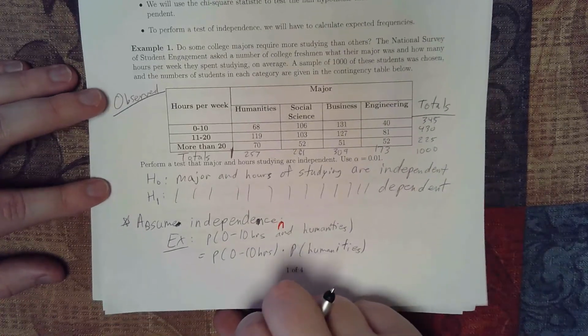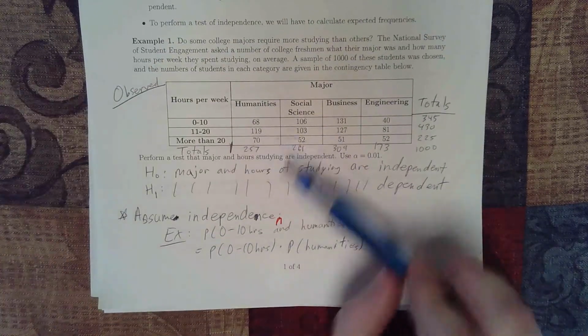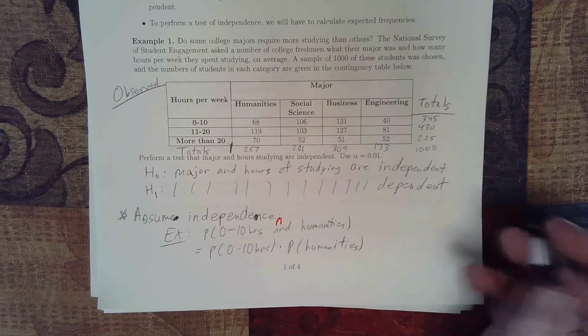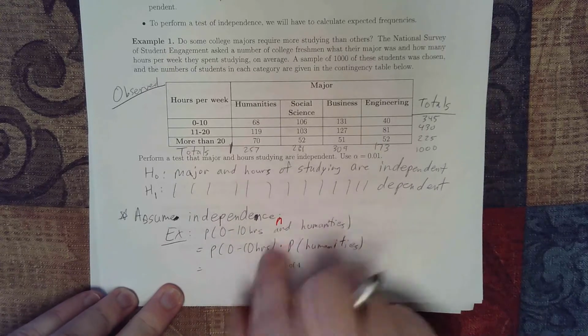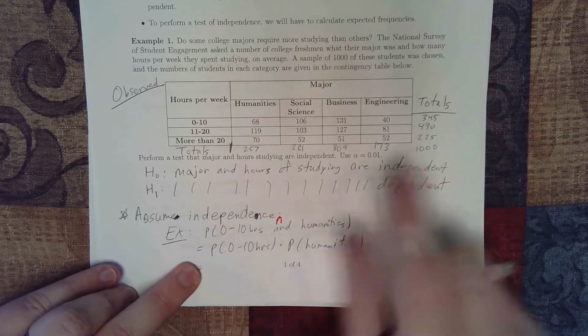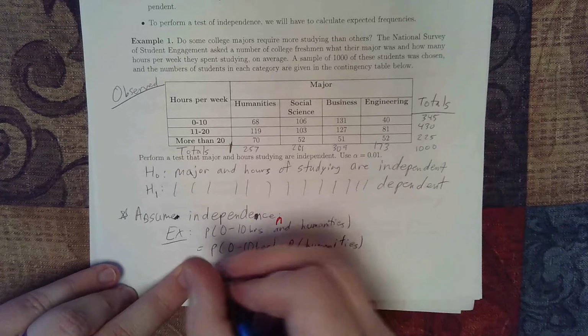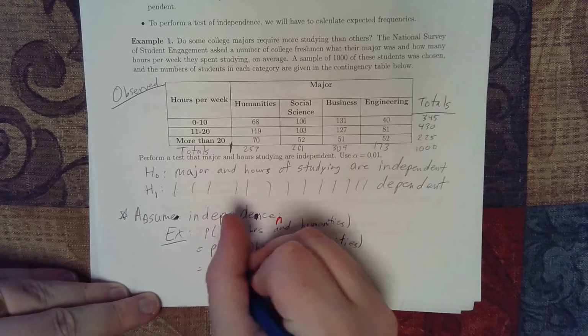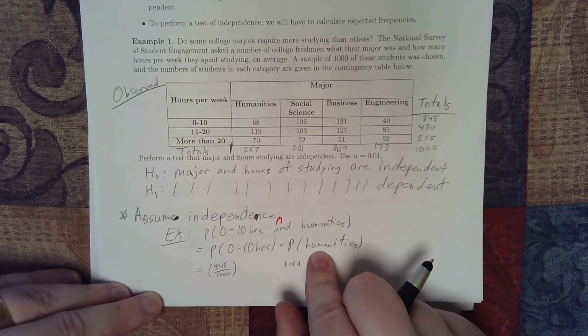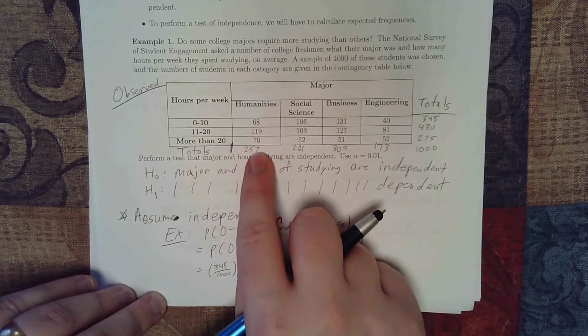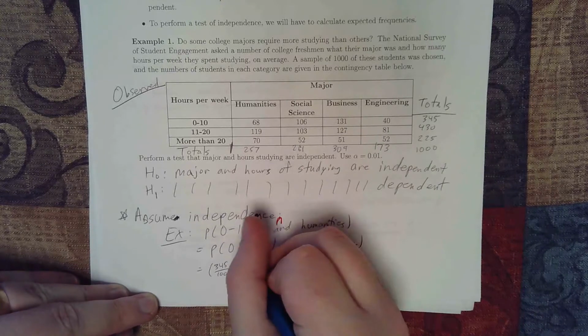And so how do we figure out what those probabilities are? Well, we're going to use our totals that we found. So in this case, we'll take the probability of studying 0 to 10 hours, which is 345 out of 1,000, and multiply it by the probability of being in humanities, which is 257 out of 1,000.